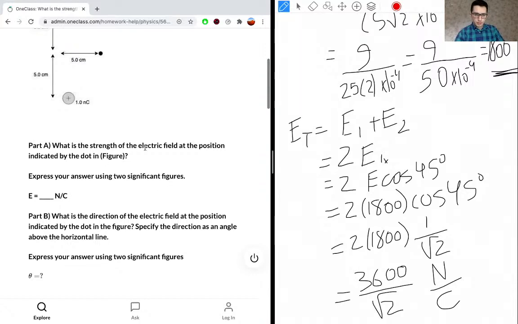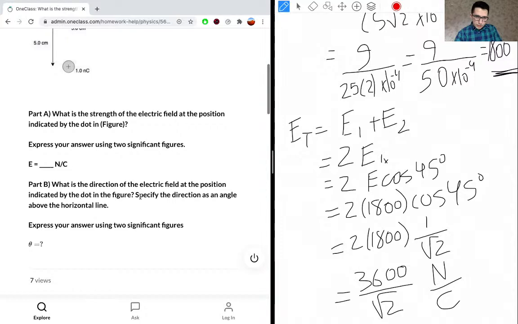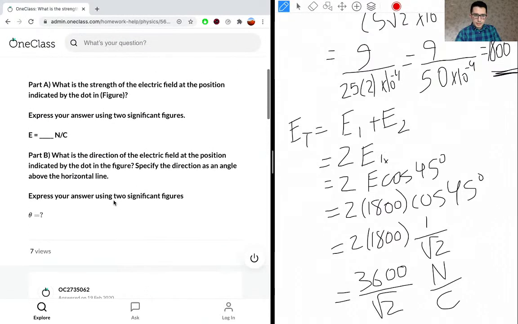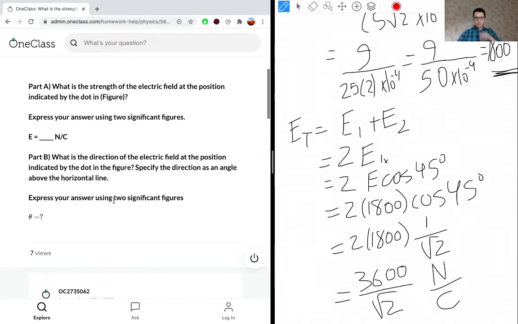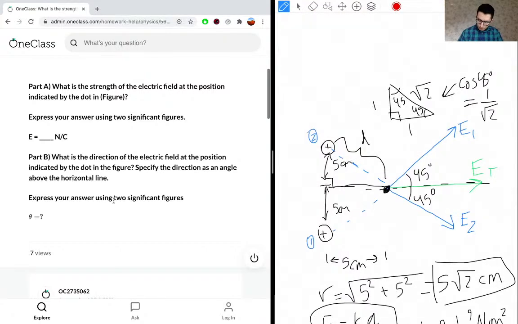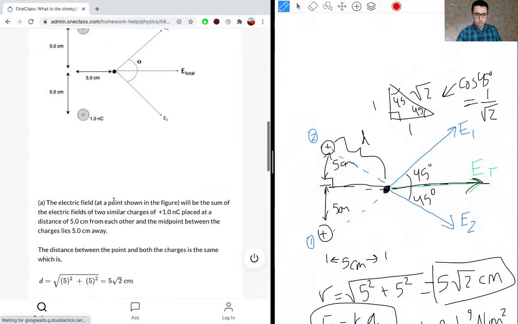So what is the strength of the electric field at the position indicated by the dot? So we know the strength is 3600 over square root 2. We can evaluate this as a decimal in our calculator if we wanted to. What is the direction of the electric field at the position indicated by the dot in the figure? Specify the direction as an angle. So the direction will be in the positive x. So the angle is 0 degrees. So let's go back up here. The angle is 0 degrees because E total lines up, and we know that the y components of E1 and E2 cancel out. So let's look at the solution.